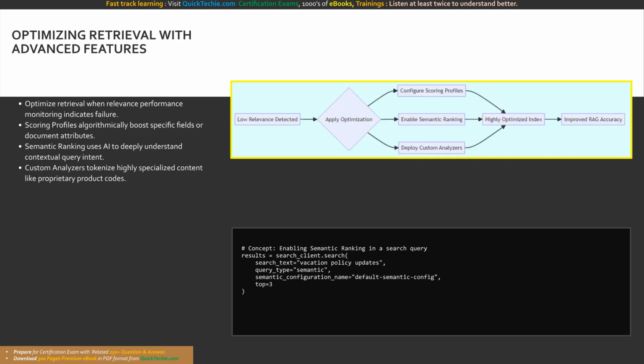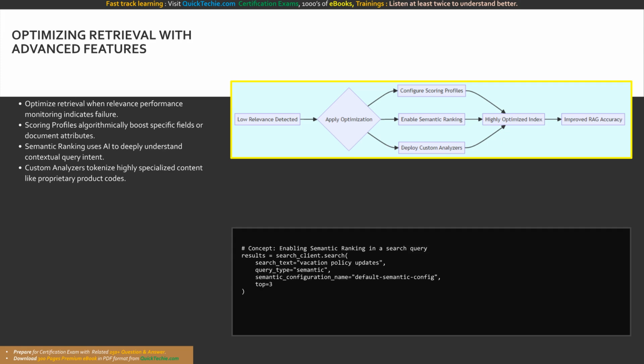When your continuous monitoring detects a severe drop in relevance performance, you must actively intervene to aggressively optimize the retrieval mechanisms within Azure AI Search and Foundry IQ. You can dramatically improve retrieval quality through 3 highly advanced architectural optimization techniques. The first crucial technique involves meticulously configuring scoring profiles. Scoring profiles allow you to algorithmically boost specific fields or unique document attributes, aggressively surfacing the most statistically relevant results directly to the top of the search stack.